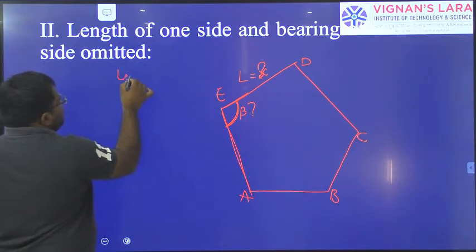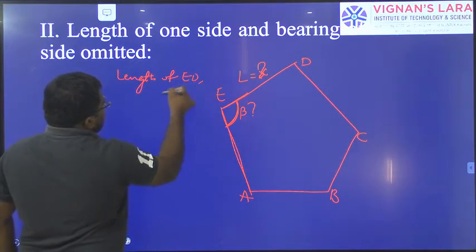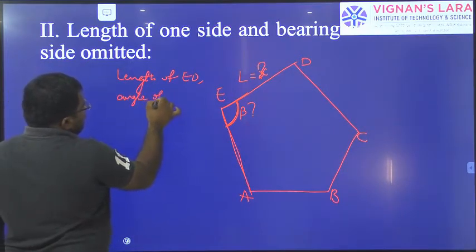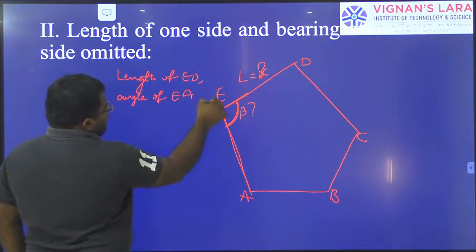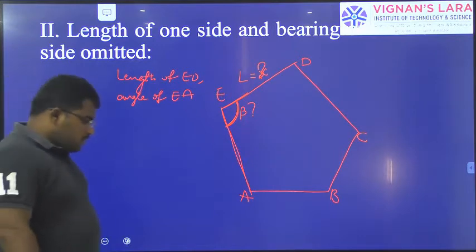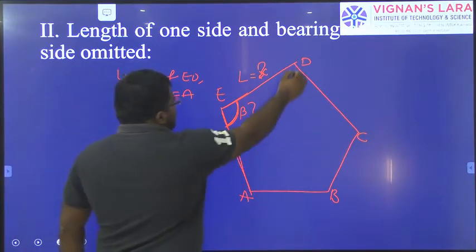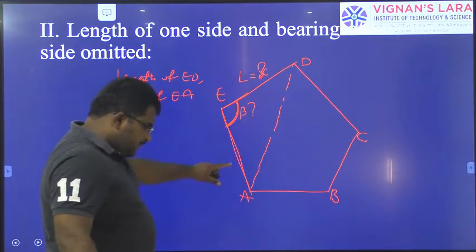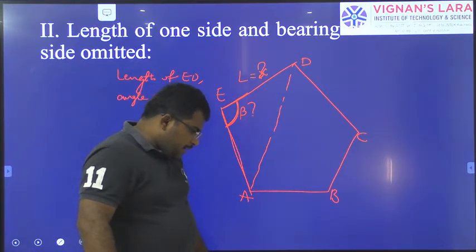So length of ED and angle of EA, these are the omitted ones. These two are omitted here. Now what do we have to do? We are going to join D and A. We are going to join D from A. So now it is going to be a closed traverse.